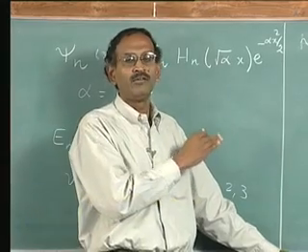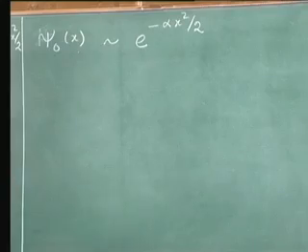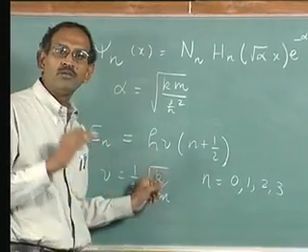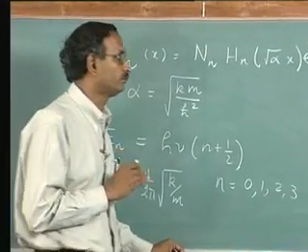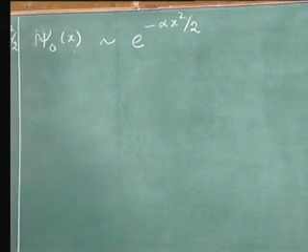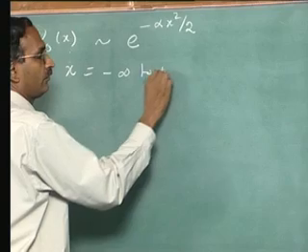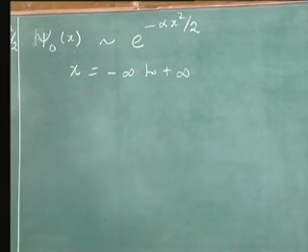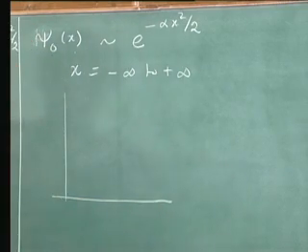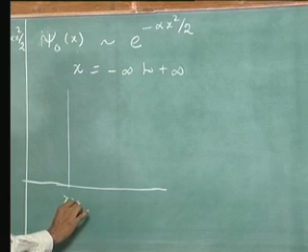We are only looking at the spatial solutions. If we accept that, we come up with the requirement that the energies for the harmonic oscillator are non-zero even when the quantum number is 0. A solution e to the minus alpha x square by 2, you remember that the limits of x were from minus infinity to plus infinity, and therefore a plot of this function, if we plot symmetrically on both sides, let us say x is equal to 0.